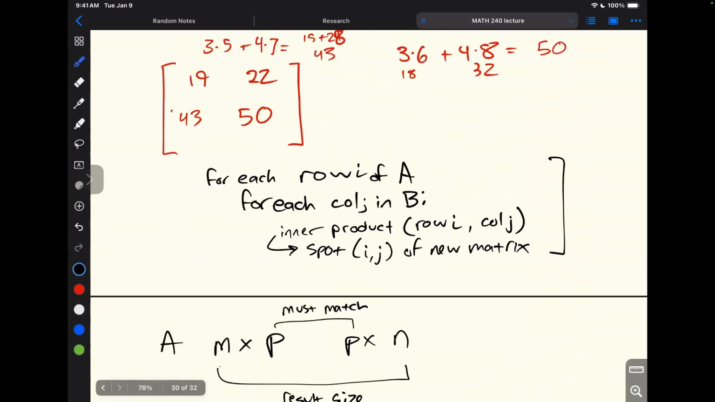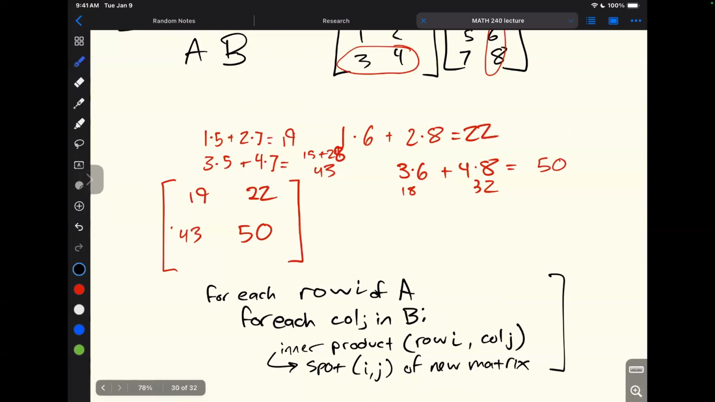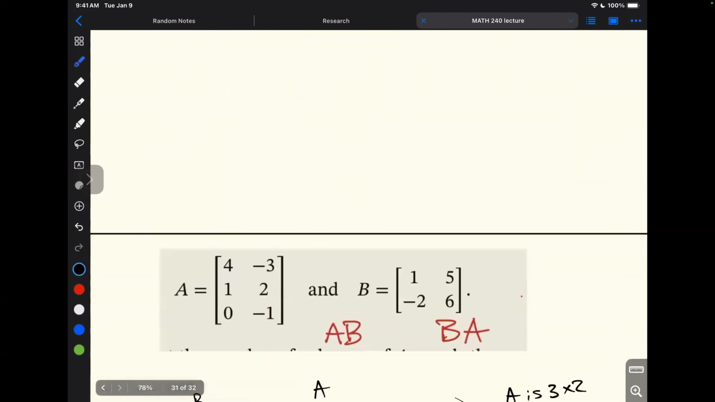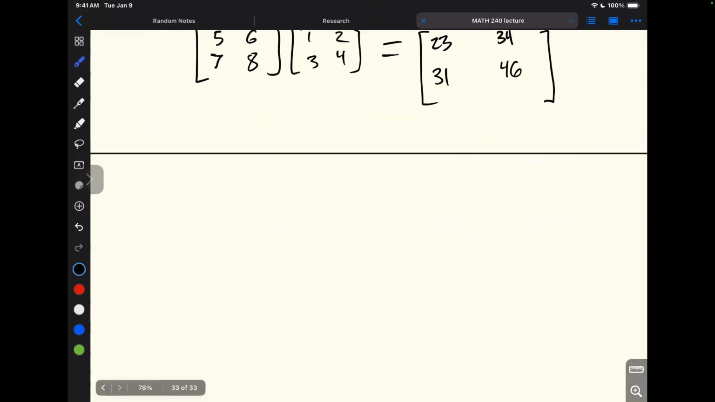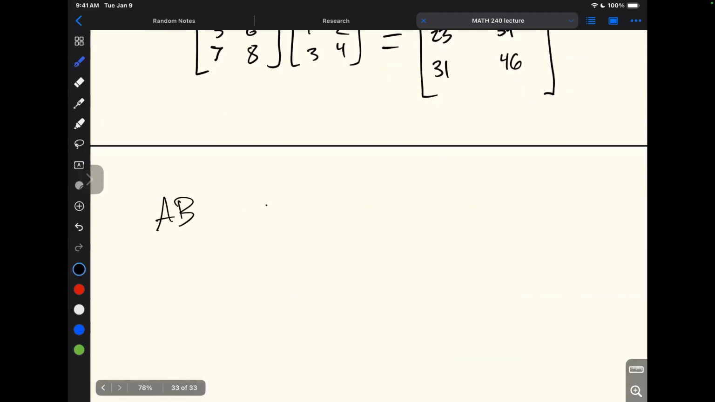As opposed to, oh, huh. Did we do something wrong? I don't think so. So what does this tell us? AB and BA, are they equal? No. So this is one case where commutativity does not hold with matrices.